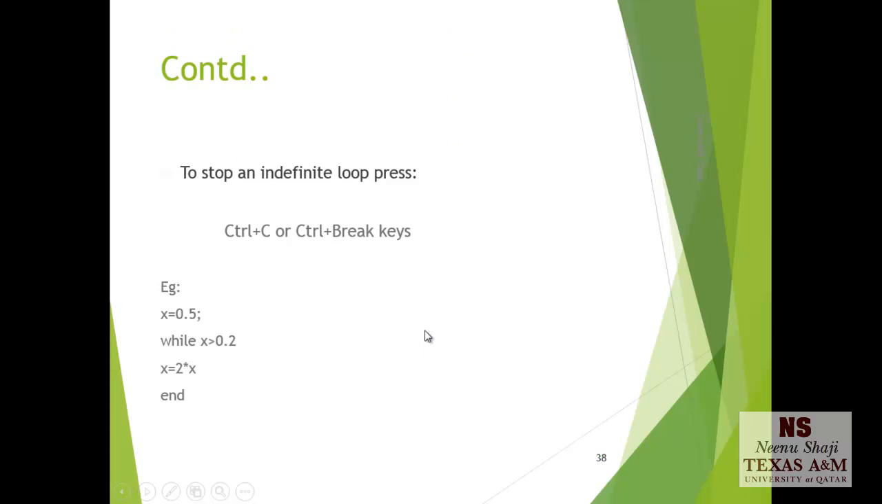To stop an indefinite loop, press Ctrl C or Ctrl break keys. This is an example of an indefinite loop. X is assigned a value 0.5. While x is greater than 0.2, x becomes twice x.